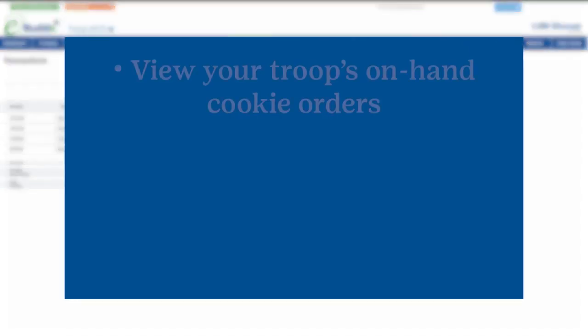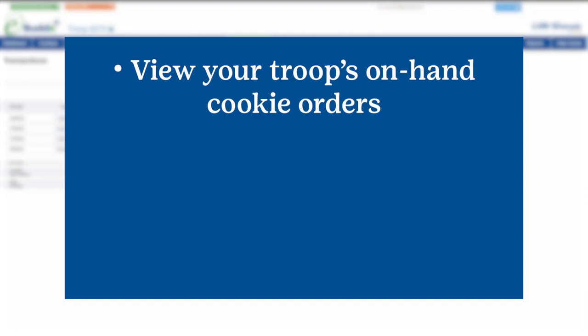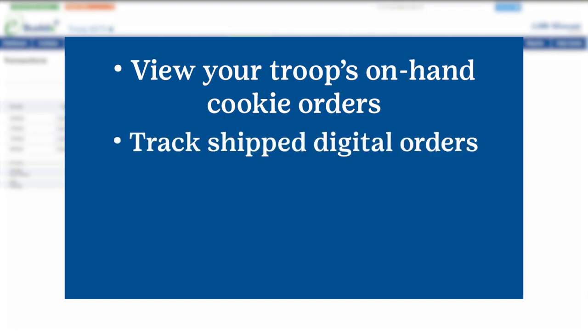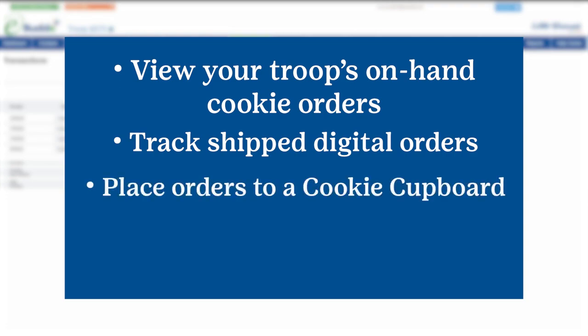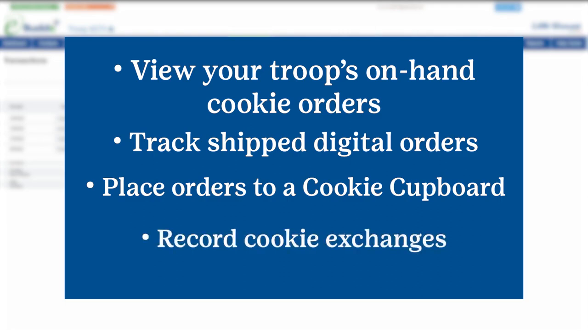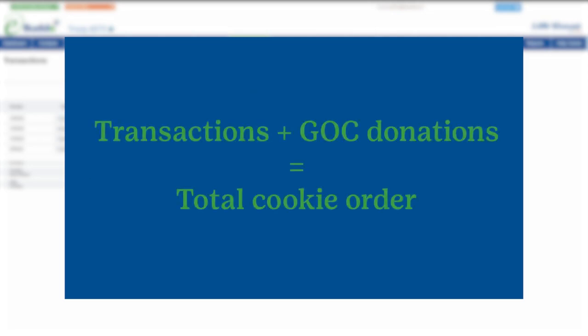You use the transaction screen to view your troop's total on-hand cookie orders, track digital orders that are shipped directly to customers, place orders to cookie cupboards for any additional cookies you may need, and record cookie exchanges with other troops. The total of the cookie orders listed on the Transactions tab, plus any gift of caring donations your troop has collected, is the inventory you must submit payments for by the close of cookie season. To get started, click on the Transactions tab in eBudde's navigation bar.